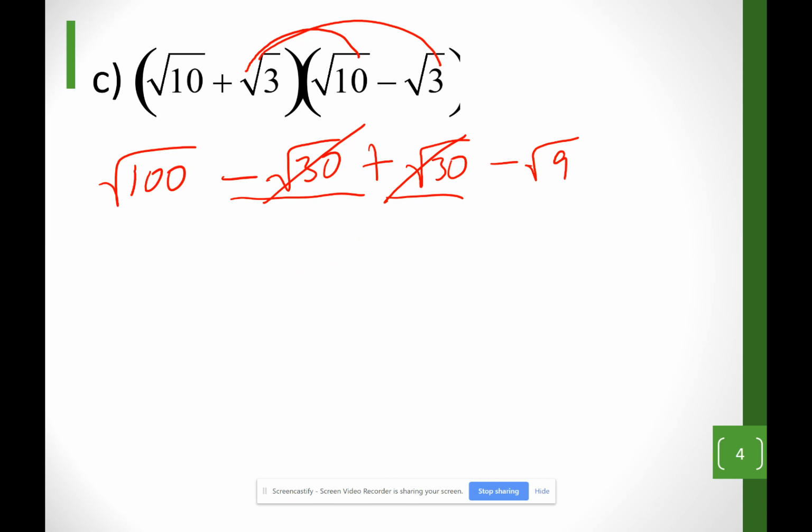So don't write it. Now, my other radicals that I have, square root of 100 is 10. At the end, square root of 9 is 3. So I'm looking at 10 minus 3. So I'm going to call that 7. Beautiful.